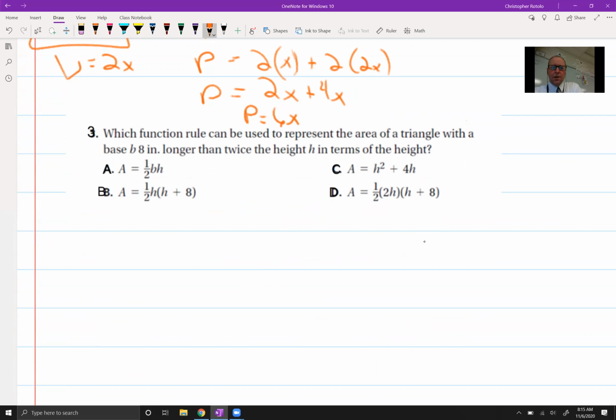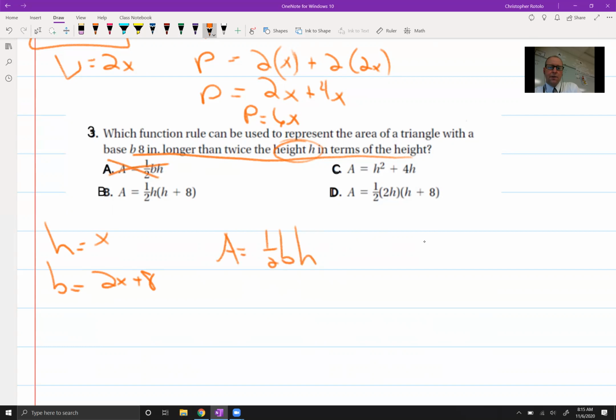All right, we want to write a function rule to represent the area of a triangle with a base 8 inches longer than twice the height. So again, we're dealing with the comparison here. So what's on the end is the height. So the height equals x. The base, that needs to be 8 inches longer than twice that. So 2x plus 8. So we're trying to plug that thing in there.